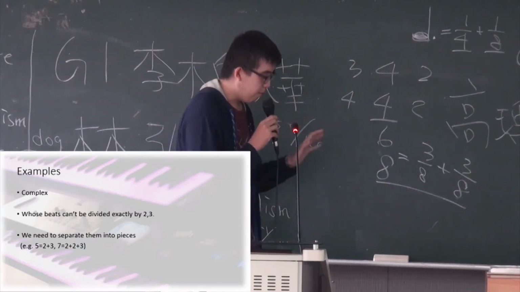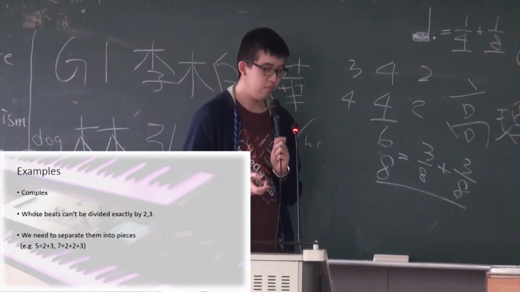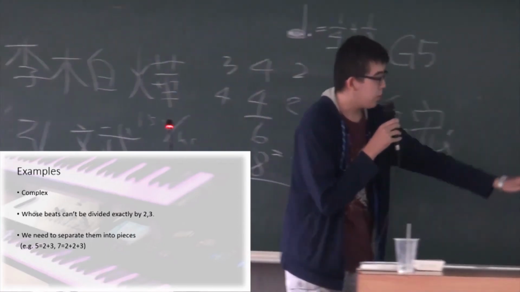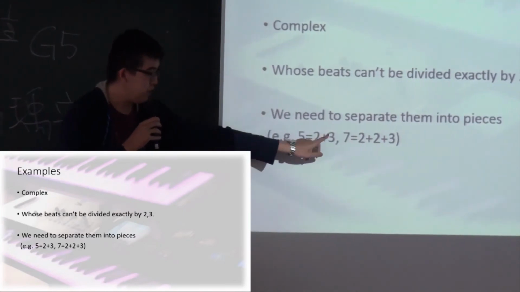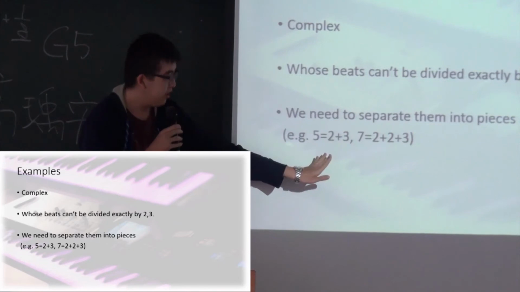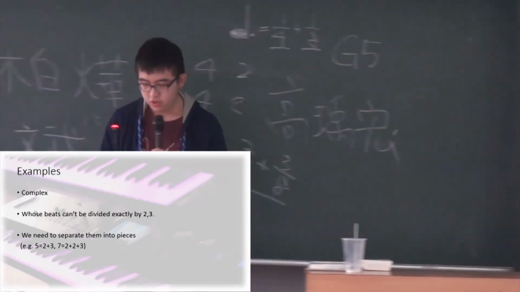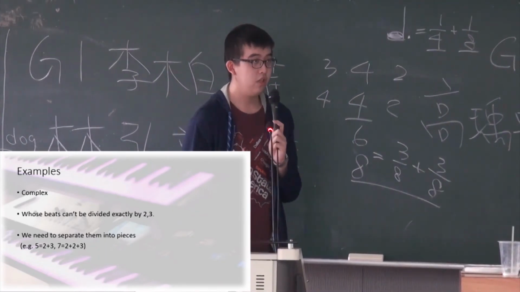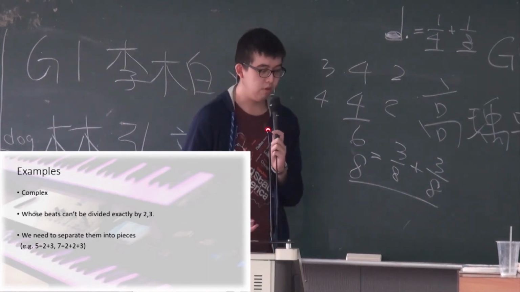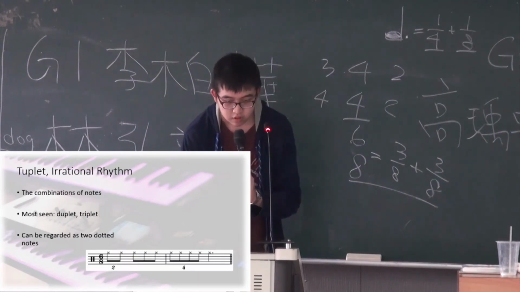And there are more complicated time signatures, and I'll take it easy to speak about it. This one. There are 5 and 7. Usually 5 and 7 are rare in music time signatures. So we use combinations to make the time signature more useful.